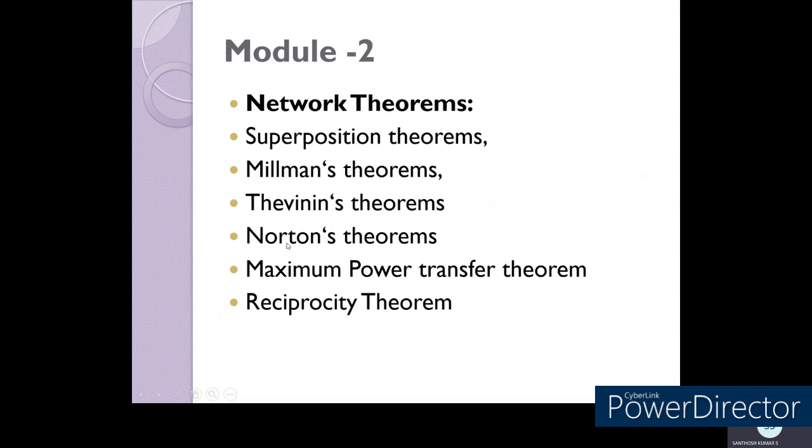And the next one is called Norton's theorem. Norton's theorem is a source transformation of Thevenin's theorem. So the voltage source can be replaced by a current source, which forms Norton's theorem. The complicated network will be replaced by the simplest one, which consists of a current source in parallel with a resistance. And the next one is called the maximum power transfer theorem.